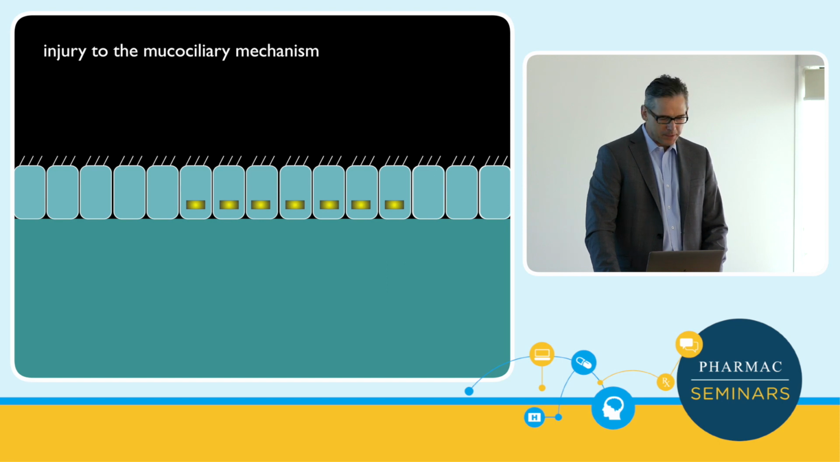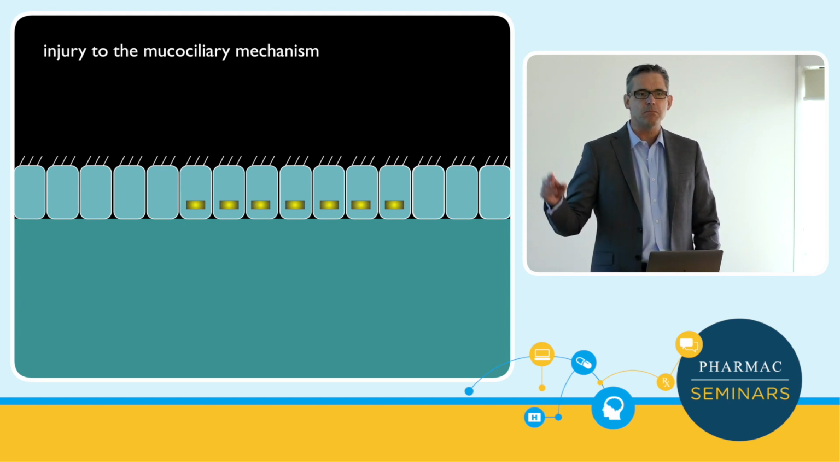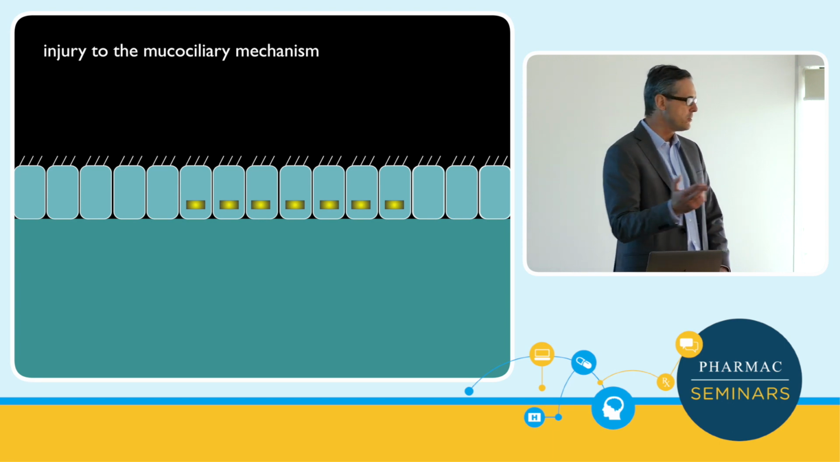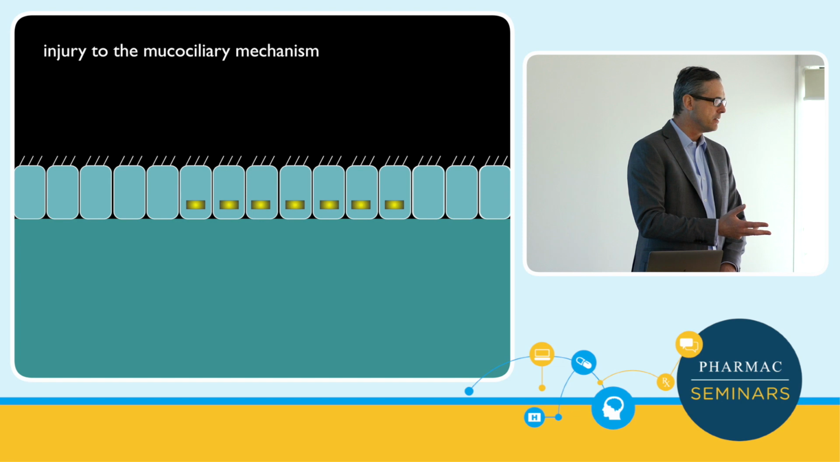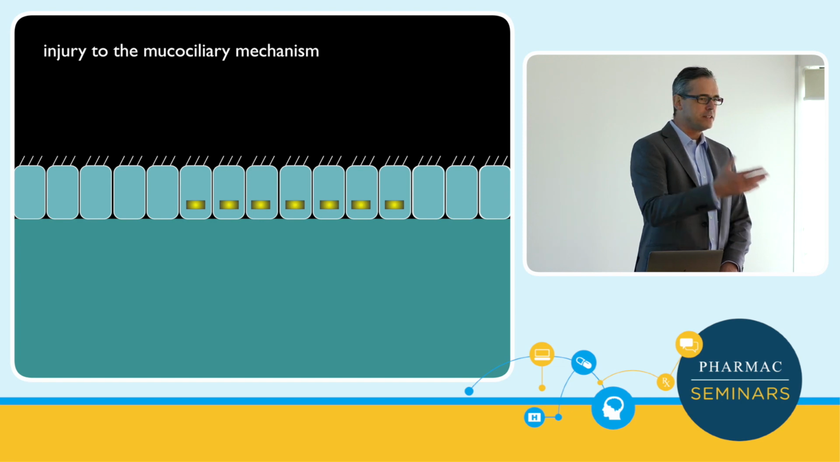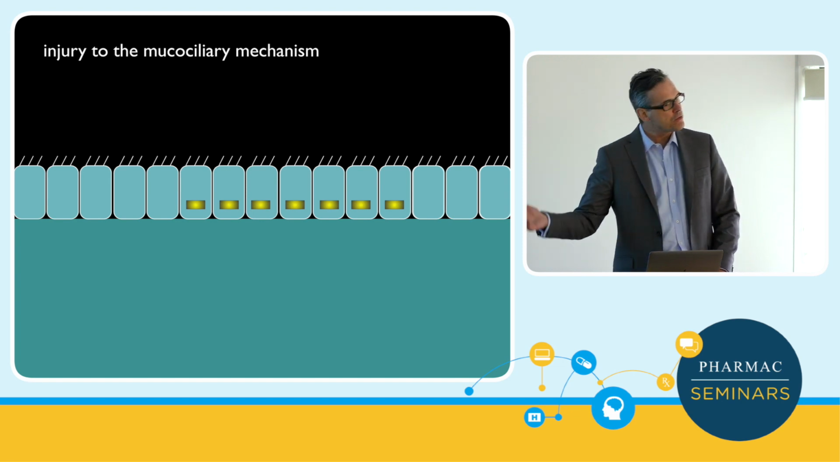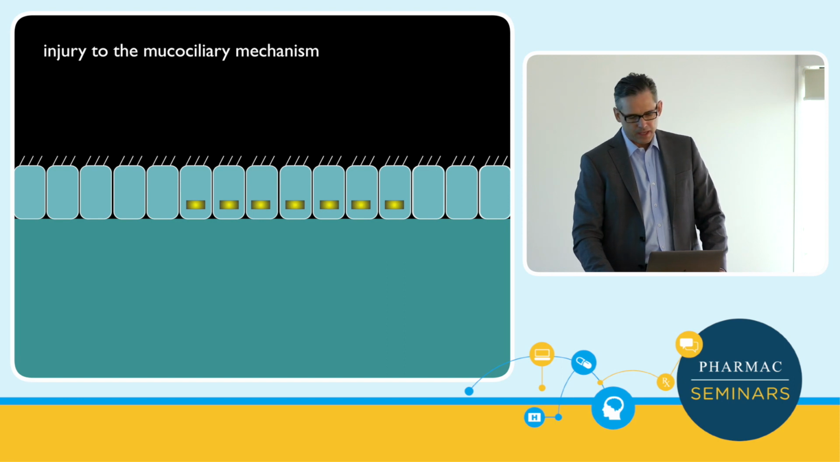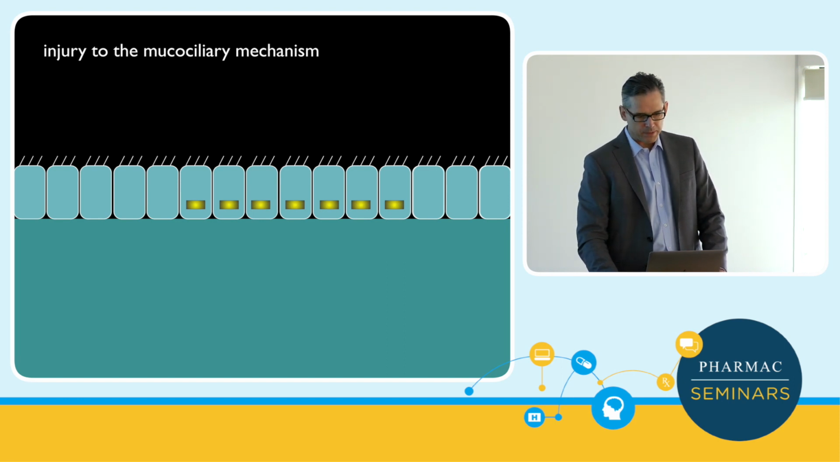How does all of this happen? Injury to the mucociliary mechanism. Most of your patients with chronic rhinosinusitis were normal. They were healthy until age 25 or 35 or 45, then they develop it. And I think that this is what happens. There is injury to the mucociliary mechanism, which is probably viral.